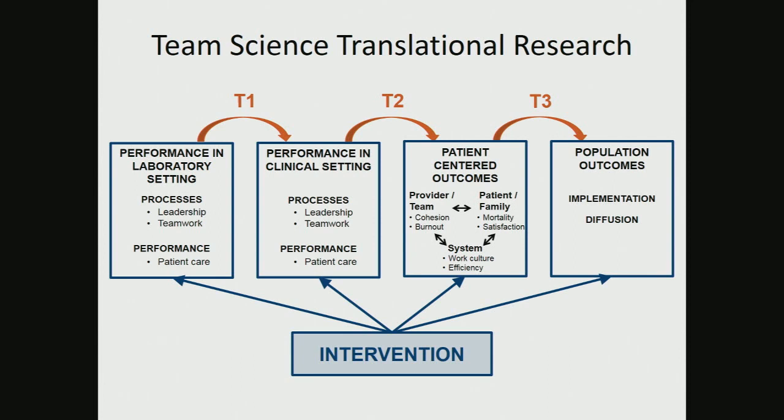The team science literature would tell you that you don't just measure how the patient was cared for, but you measure what the team members did. That's the process piece. So you measure both process and performance. You would do that in both a lab setting, so a simulated setting, and then you'd want to translate that into an actual clinical setting. And then we can start to think about what those patient or provider or family-centered outcomes should look like. And that's where our work is sort of centered.